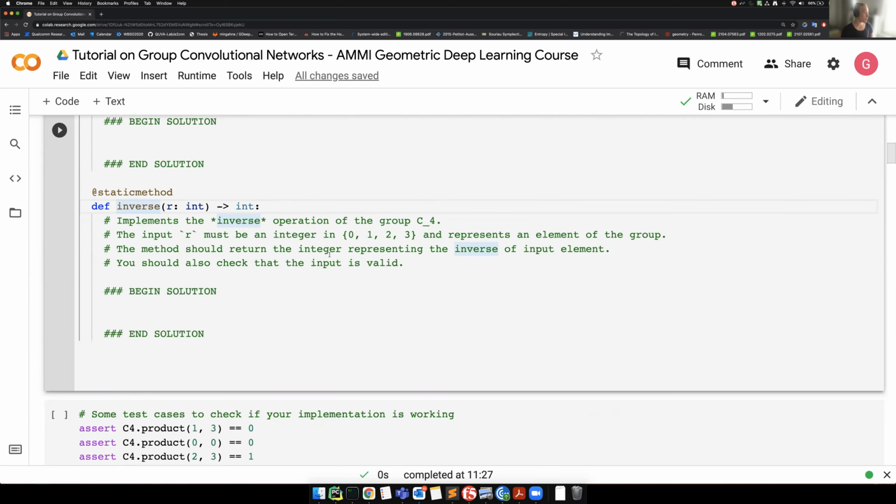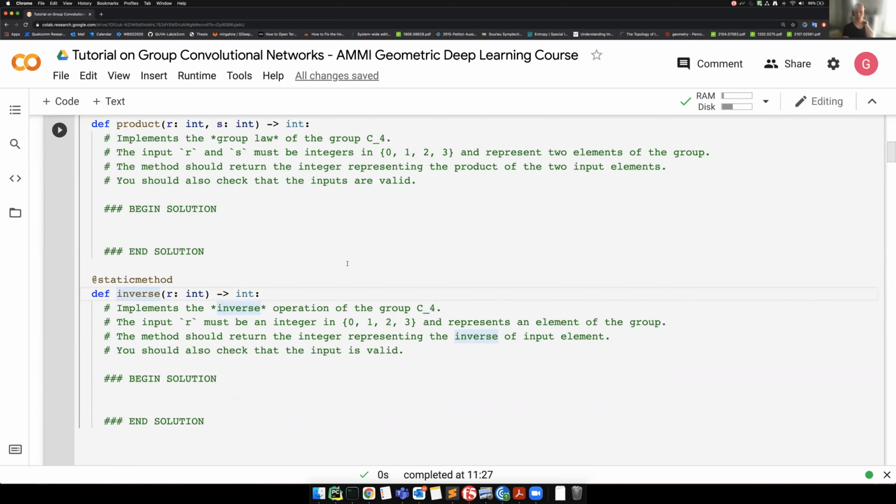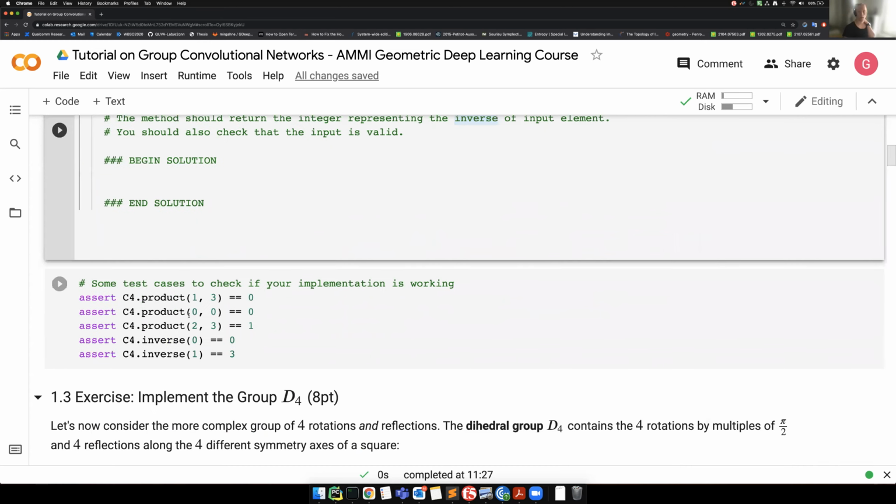Okay. Yeah, so once you have implemented these two methods, we're going to check that your implementation is correct. To do that, we try a few combinations and check if the result you obtained is the right one. So again, if you multiply 1 by 3, it's a rotation by 3 times pi alpha plus rotation by pi alpha. That should give you a rotation by 0.